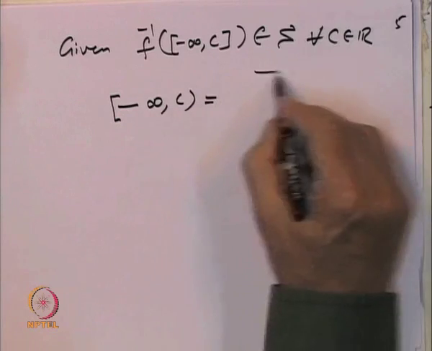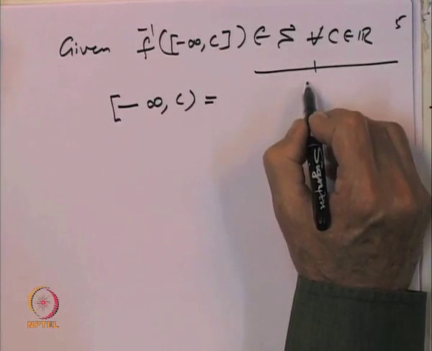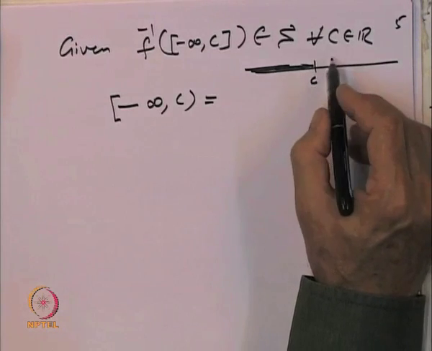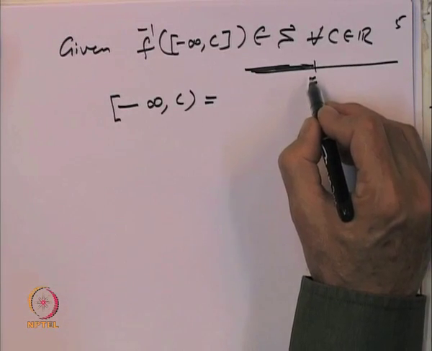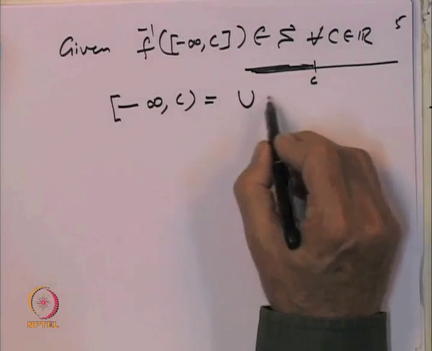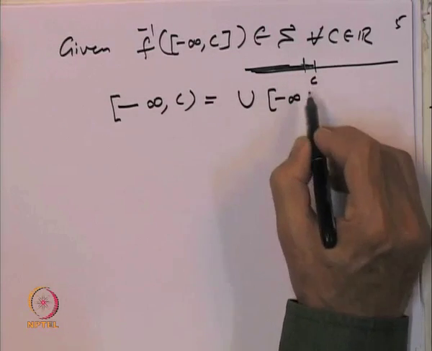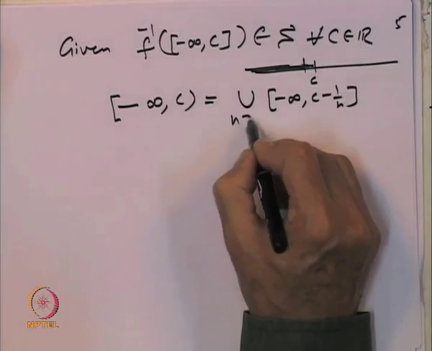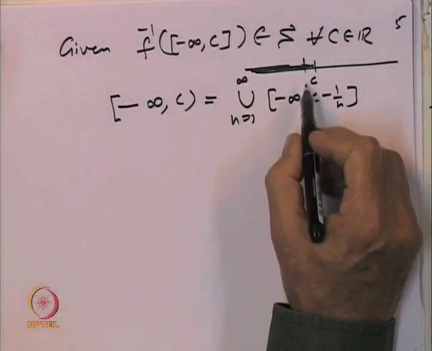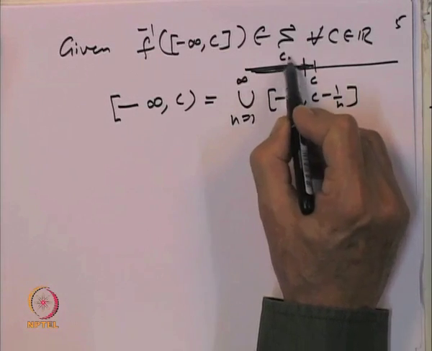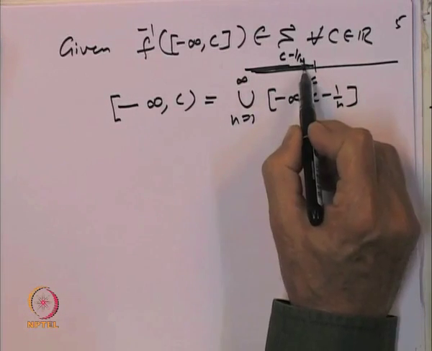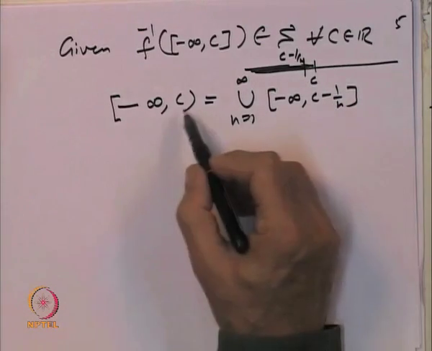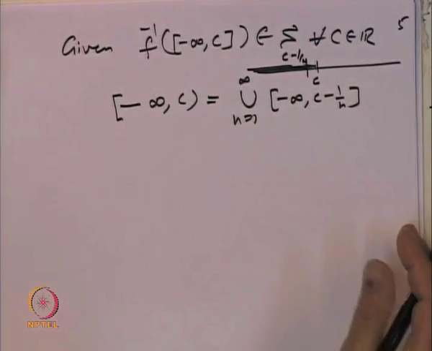So, once again it is a similar situation, that is, minus infinity to C is here, and we want to look at the open interval. So, let us look at the union of the intervals minus infinity to C minus 1 over n, n equal to 1 to infinity. So, here is C minus 1 over n. These are all closed intervals inside it. So, the union will give us this open interval.